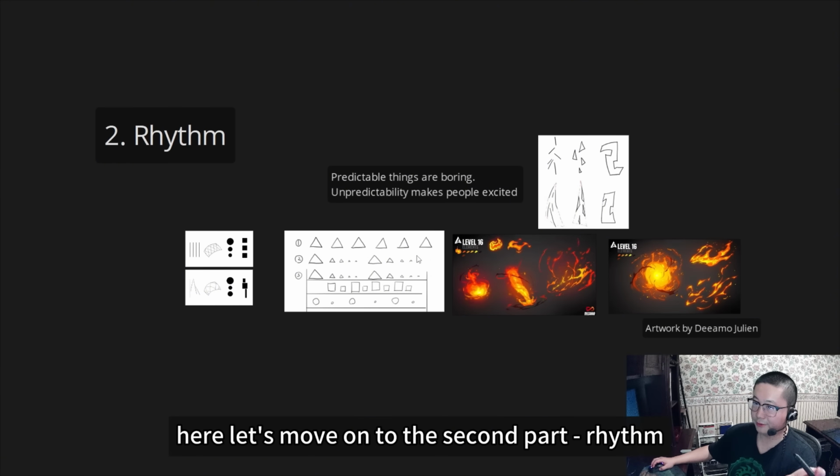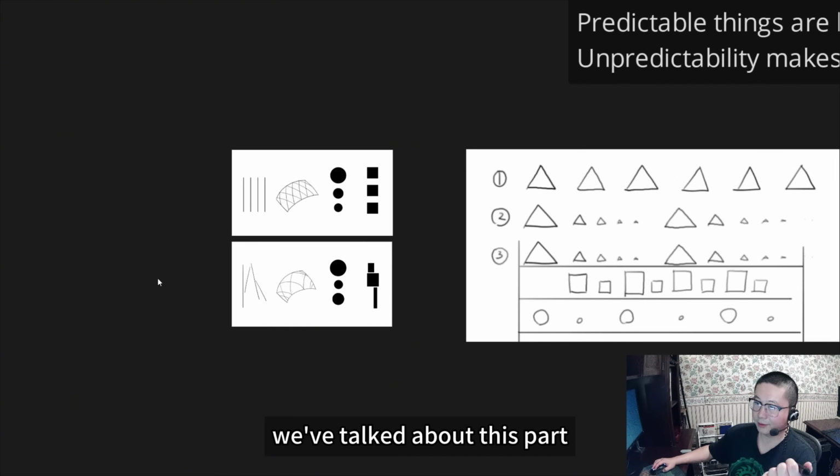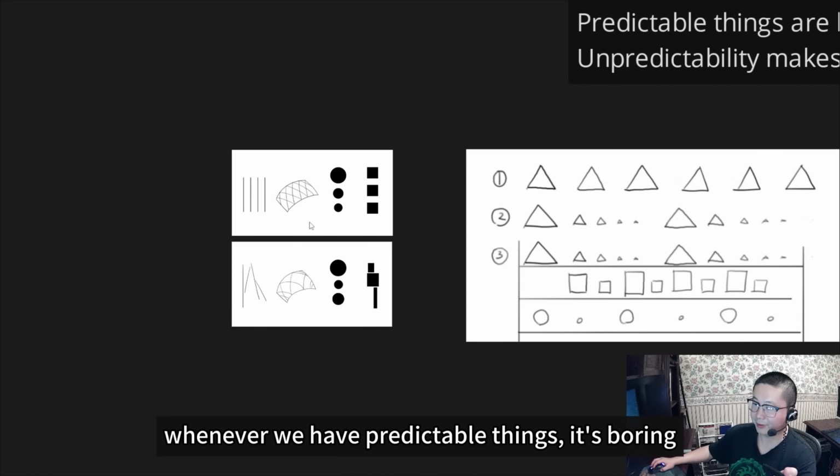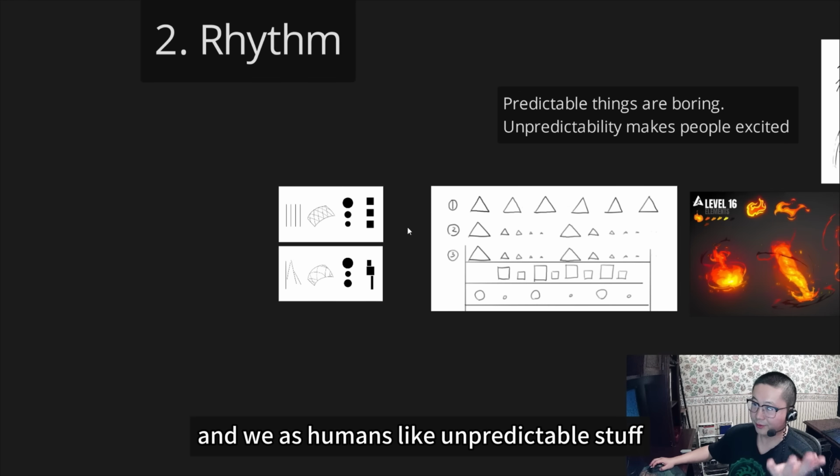Here, let's move on to the second part, rhythm. So, what is rhythm? We kind of talk about this part. Whenever we have predictable things, it's boring. And we as humans like unpredictable stuff.